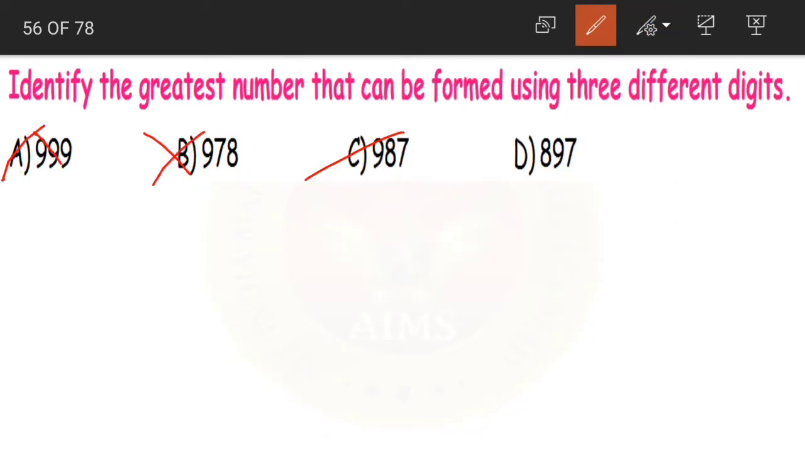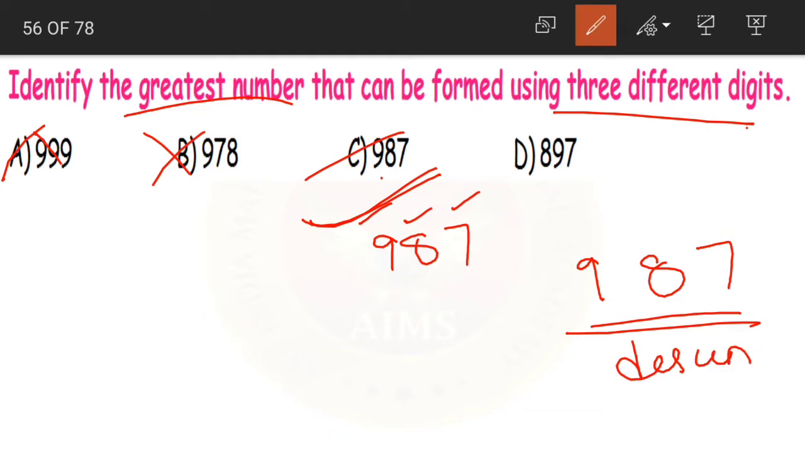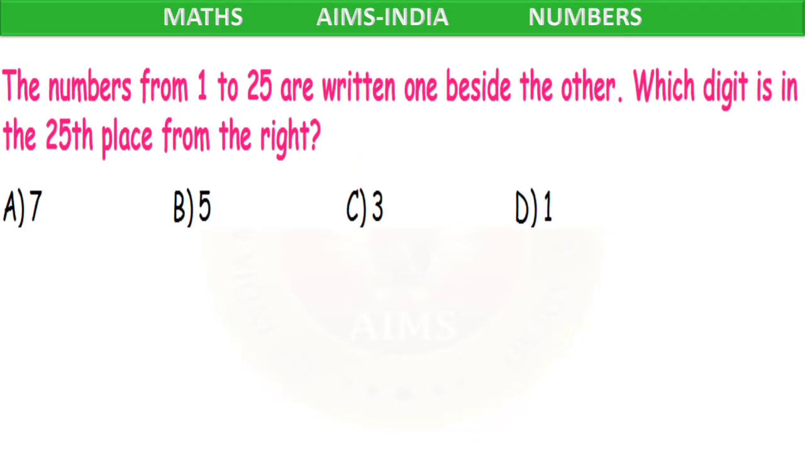Coming to option C, 987. Again, 987 are three different digits. Yes. Now, is it the greatest number that can be formed? Yes, children, this is our greatest number. See, 9, 8, 7. All these are placed in descending order and we are using three different digits. So, option C is our correct answer.